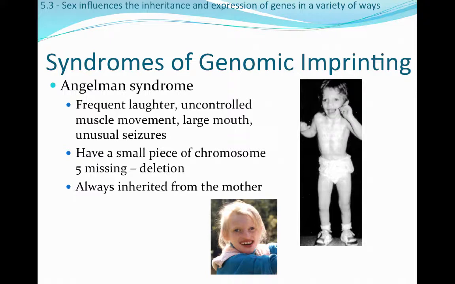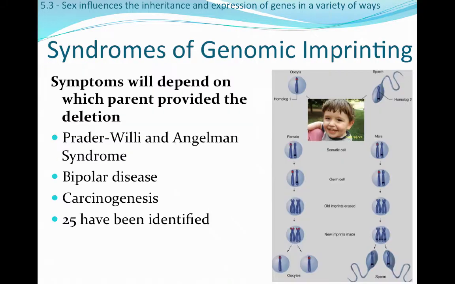So, two different syndromes, both on chromosome 5, and very different phenotypes depending on whether they inherited the gene from mom or from dad. Some other syndromes that are really starting to trace back to being the result of genomic imprinting include bipolar disease, carcinogenesis, and a slew of others. So there's about 25 total syndromes that have been isolated to genomic imprinting.